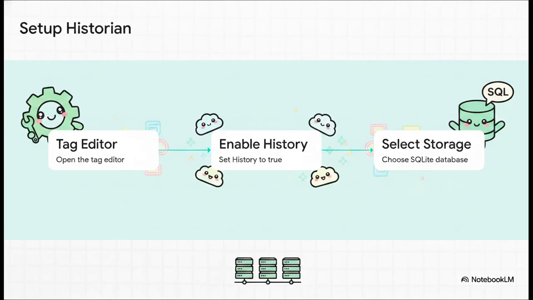Setting this up is just unbelievably simple. You just open the tag editor for whatever tag you want to track, scroll down, set the history property to true, and then select that default SQLite database as your storage provider. Boom! That's literally it. You are now historically logging industrial data.